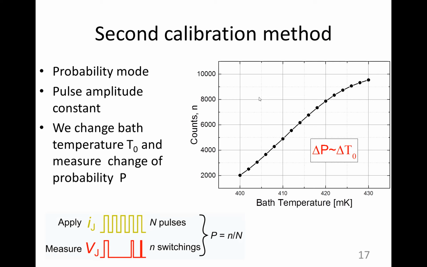In the linear regime of the temperature sweep, we observe that the change of the probability due to the change of the temperature is linear. So we can extract the slope of such a line and use it as a calibration for the given bath temperature. To sum up, we change bath temperature and measure change of probability, and this is the basis of the second calibration method. As we see, the second method is much more sensitive because it saturates fairly quickly.